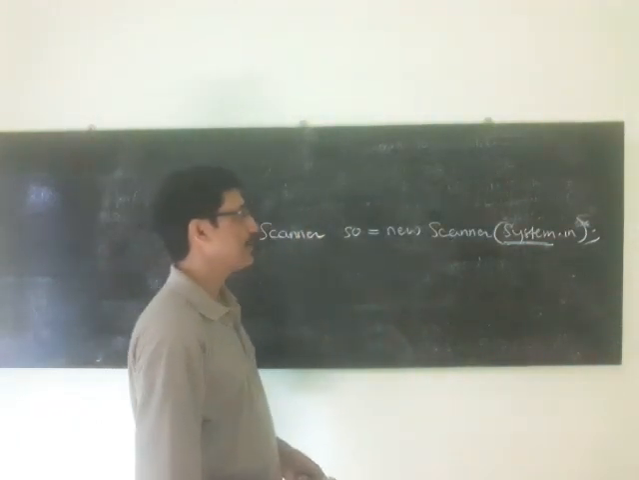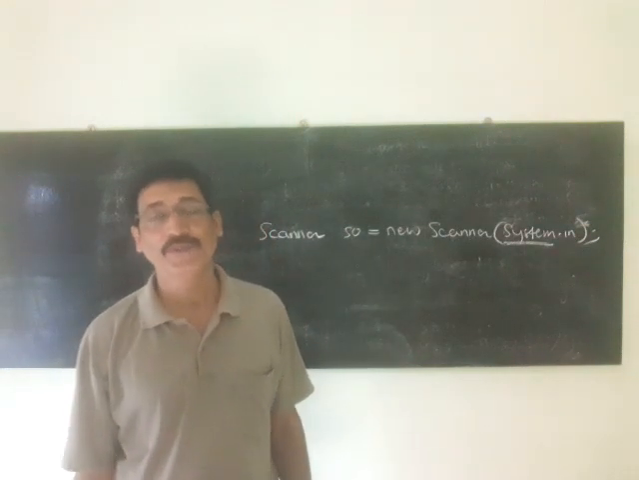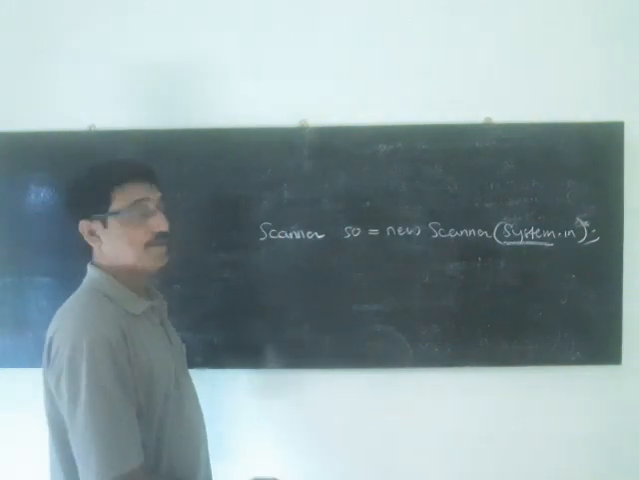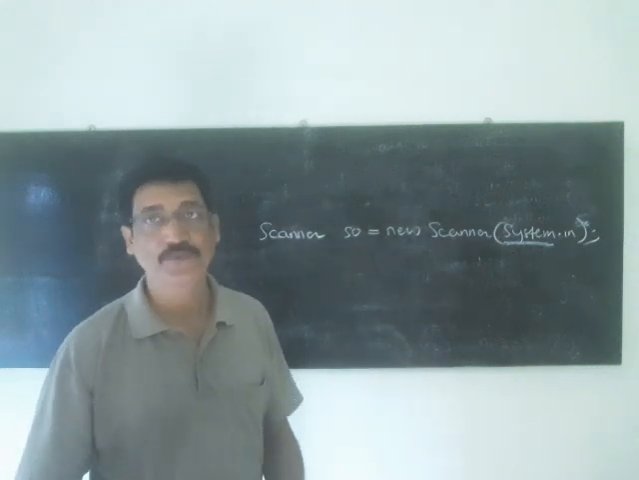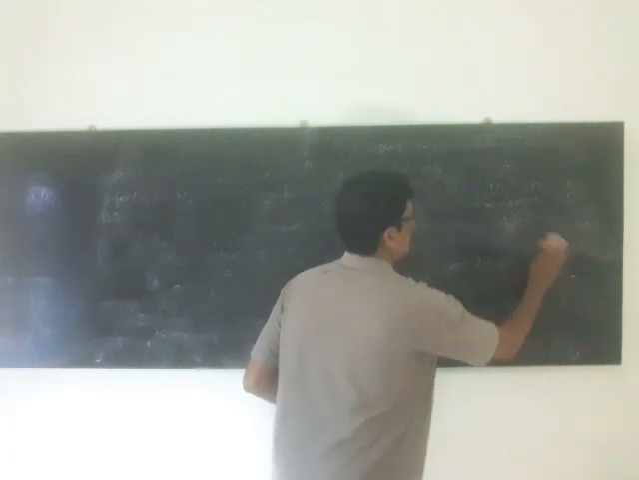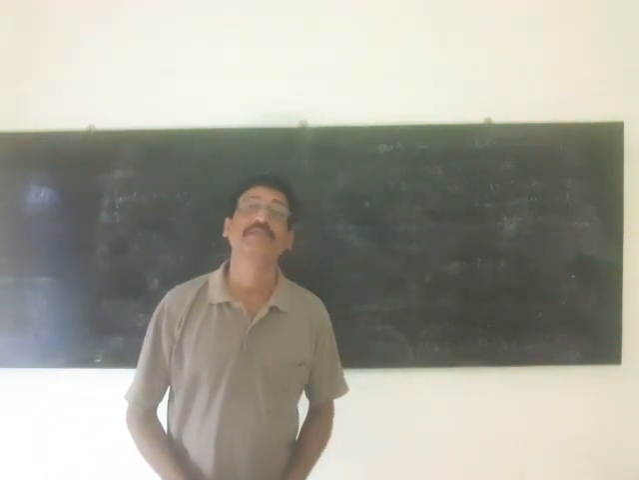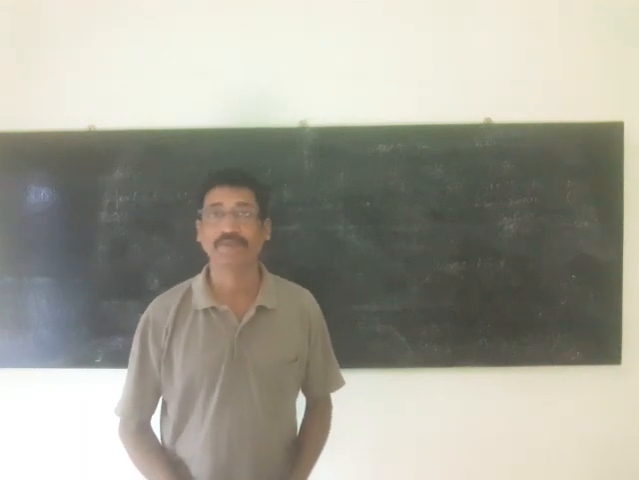Before going to discuss the different methods, let us input an integer from the keyboard, find its square root and print it on the screen. So now our purpose is to input an integer from the keyboard and print the square root of the number.